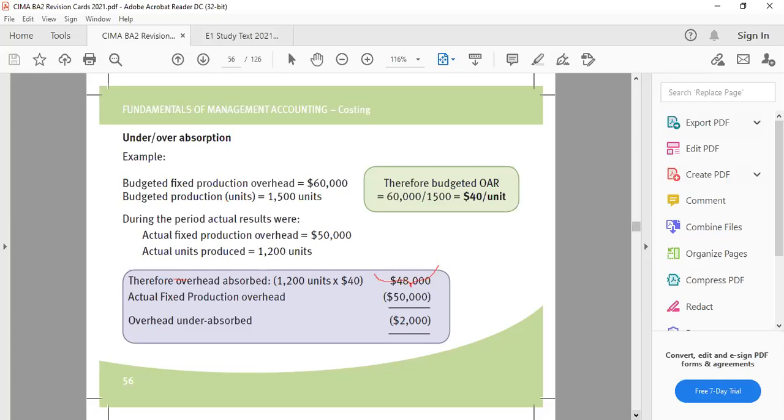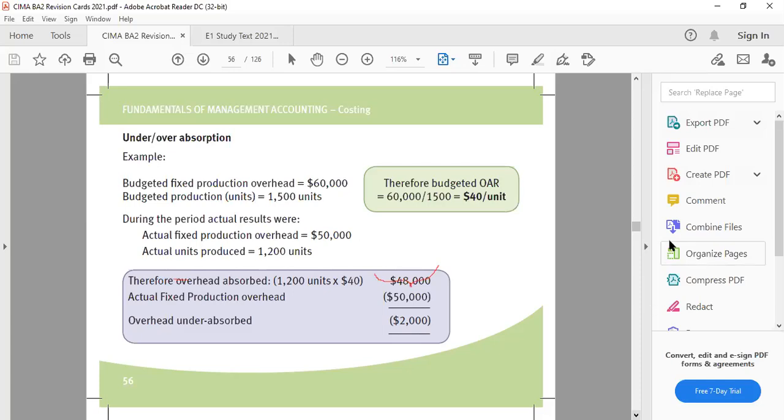Now, henceforth, in the cost statement, they will start charging the overheads based on this rate of $40 per unit. During the period, the actual fixed overhead cost spent is 50,000. The actual units produced is 1,200. So they do not record 50,000 as it is, but they follow this method of charging or recording the overhead cost based on the overhead absorption rate.